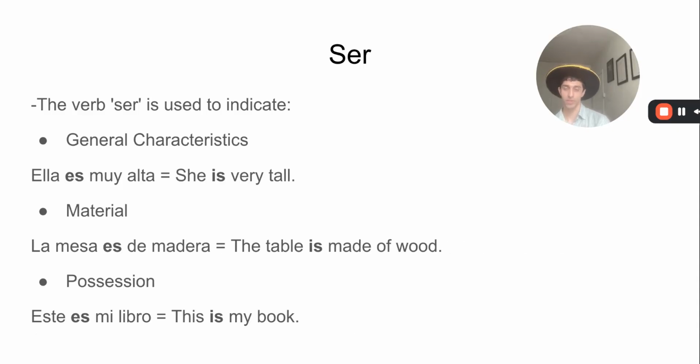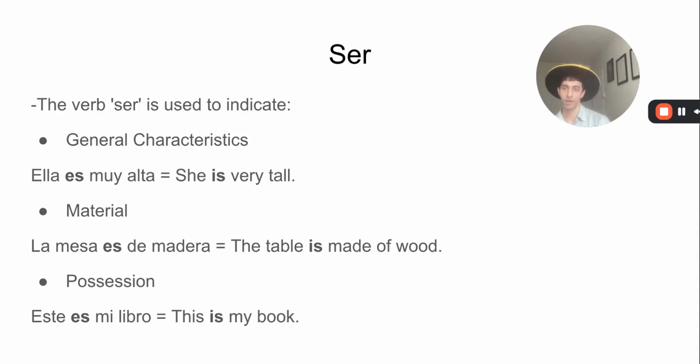And if expressing general characteristics as well, you'd use the verb ser rather than estar. Ella es muy alta, for example. She is very tall. And again, that's another reason why it can be misleading to think of ser as the verb used for only permanent things, because somebody's height, even somebody's physical appearance, can change over time, whether they're thin or fat, for instance. But you would still use the verb ser when expressing or talking about those general characteristics.